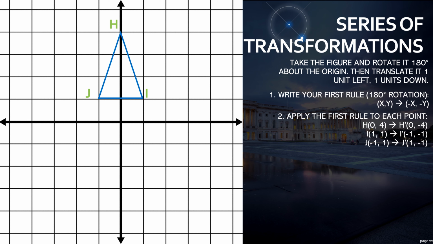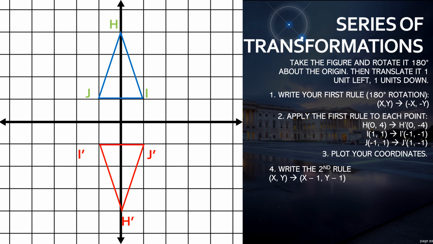So if I take a look at the rule, I'm just simply switching the signs of my first and my second coordinates, which is what I've done here. And then we want to plot our first image, which is what I have down here on my coordinate grid. Now we're going to apply the second rule.